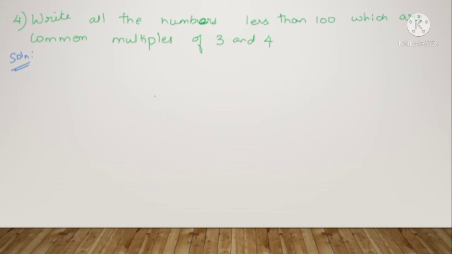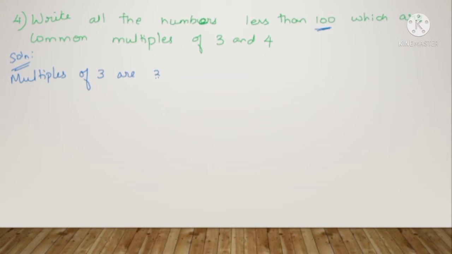Fourth question: write all the numbers less than 100 which are common multiples of 3 and 4. So for this, we have to write the multiples of 3 first. After that, we have to write the multiples of 4, and then we have to write the common multiples less than 100. Okay. So first of all, let us write the multiples of 3.